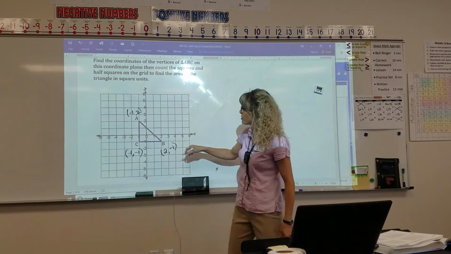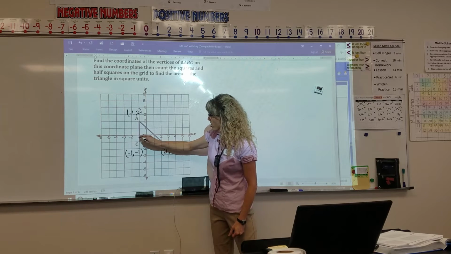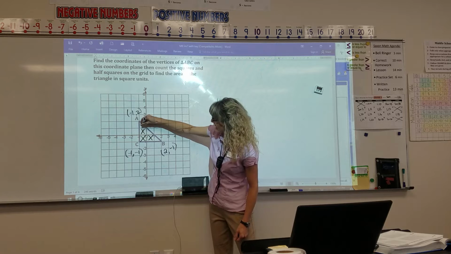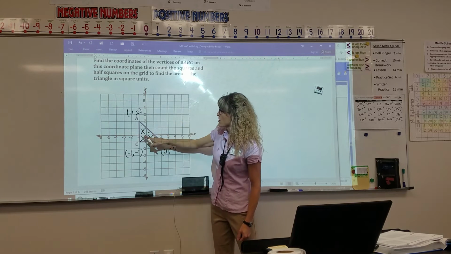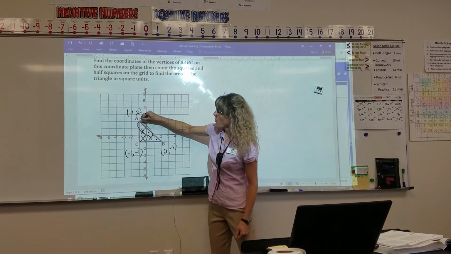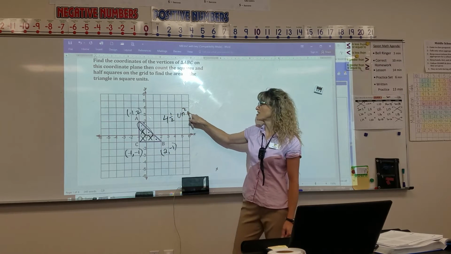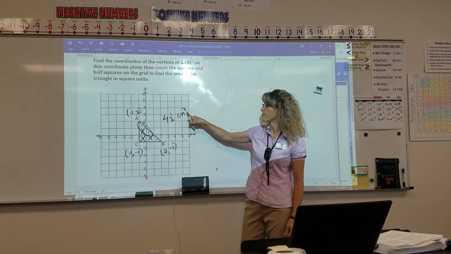So what would my area be? Well, one easy way would be to count blocks. Here's a square unit. Square unit, square unit. Uh-oh. Half a unit, half a unit, half a unit. So 1, 2, 3, 4 and a half square units. I use units squared when I'm talking area.